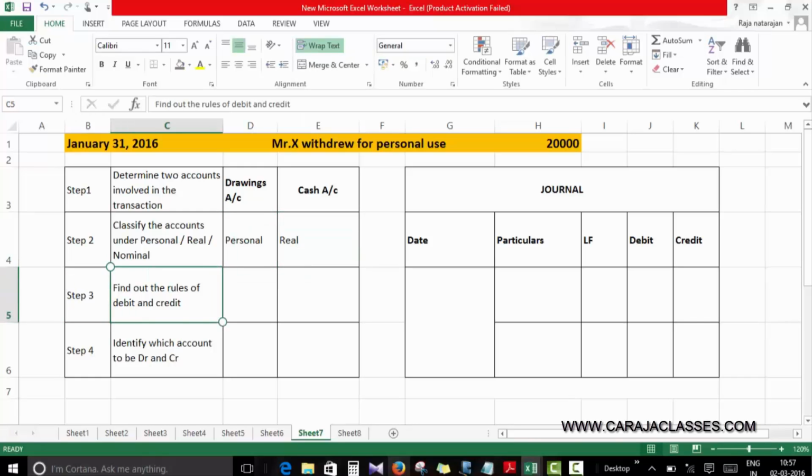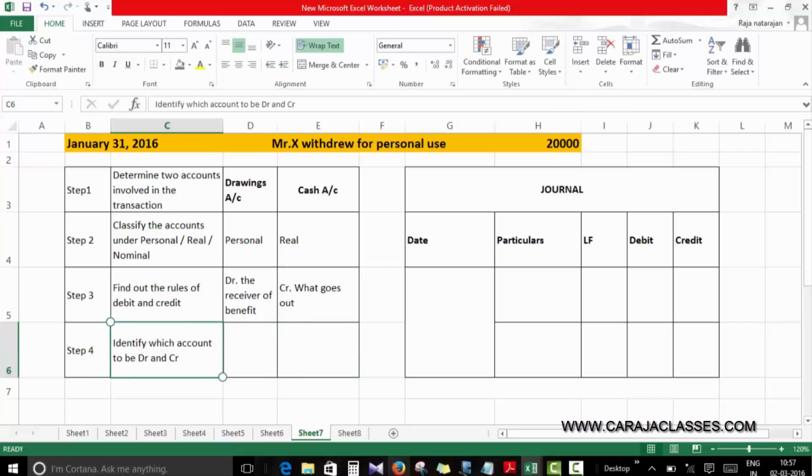Step 3, find out the rules of debit and credit. Personal account says debit the receiver of benefit, in this case Mr. X, and that is represented through drawings account. And cash account says debit what comes in, credit what goes out. In this case, cash is going out. Okay, so the real account says debit what comes in, credit what goes out. So I'll write credit what goes out because that is the relevant rule for us.